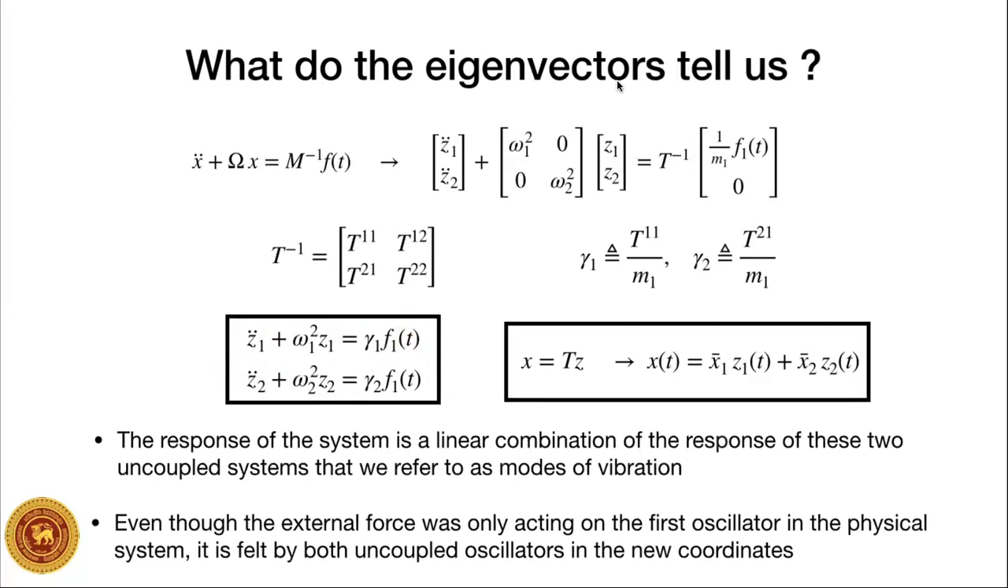So in the original coordinates, the force was only associated with one of the coordinates. But now in this new coordinate system, they are uncoupled, but the force is now appearing in both of the systems, and it's the same force that you see over here.